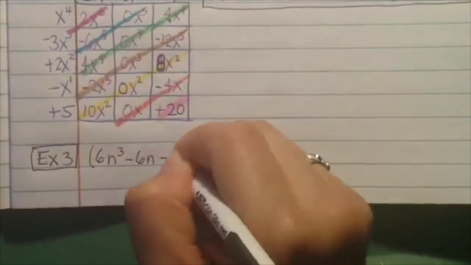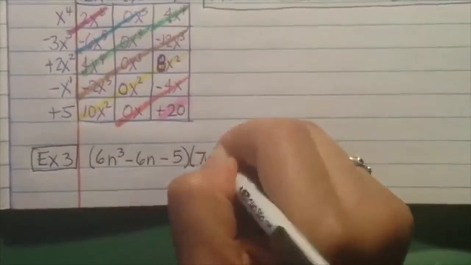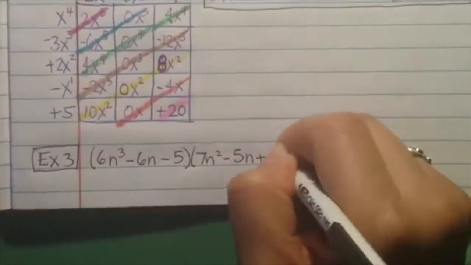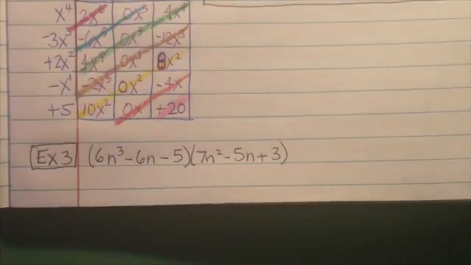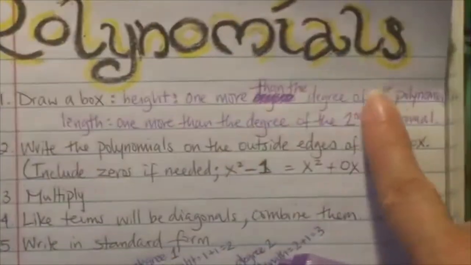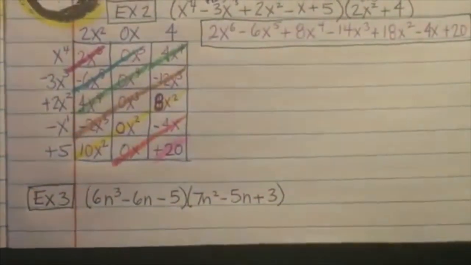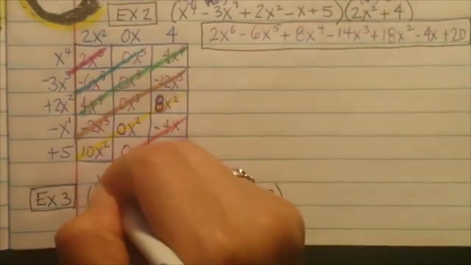So example 3. We're going to have 6n cubed minus 6n minus 5 times 7n squared minus 5n plus 3. And I'm just going to use a space right here on the right hand top because I haven't used it. So draw a box. Height is 1 more than the polynomial, so the length is 1 more.